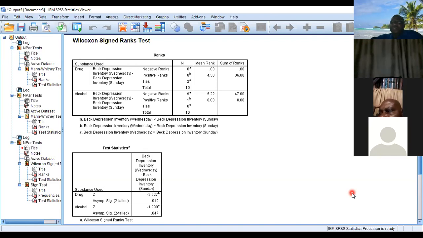But you can still conclude from what we are seeing now that the probability that the difference you are seeing in the depression on Sunday and Wednesday among drug users is due to chance is very much smaller than that of alcohol. You get the picture now? It didn't quantify it, but you can still say that the probability of it being due to chance is less. Okay. You understand me now?